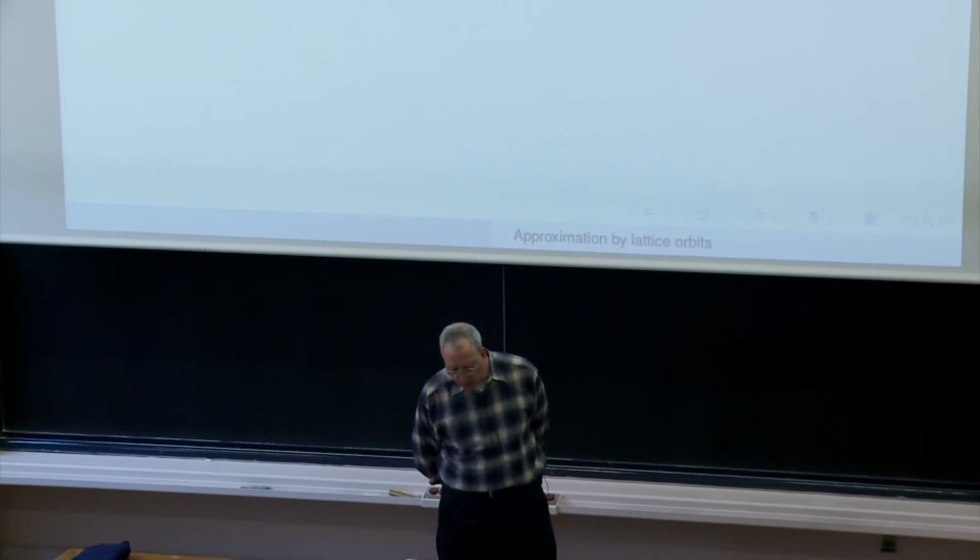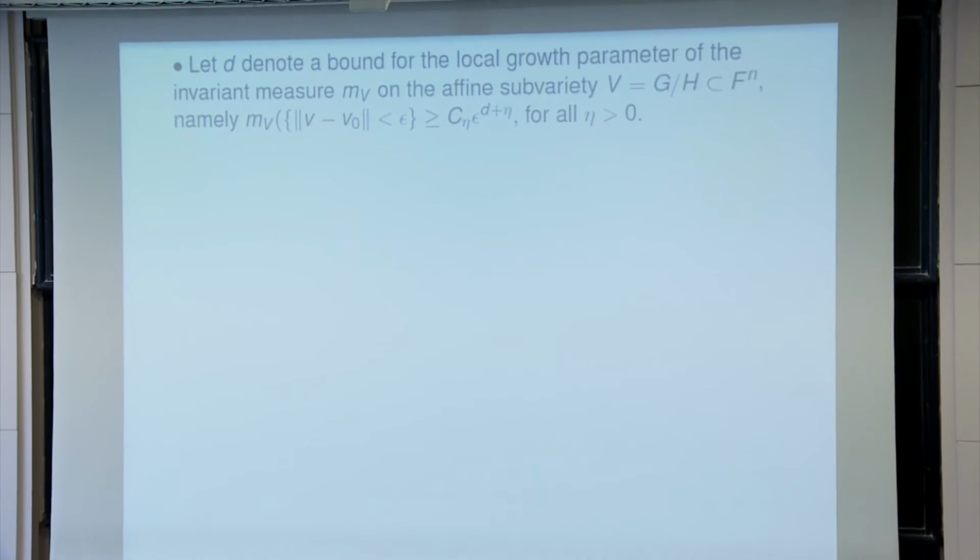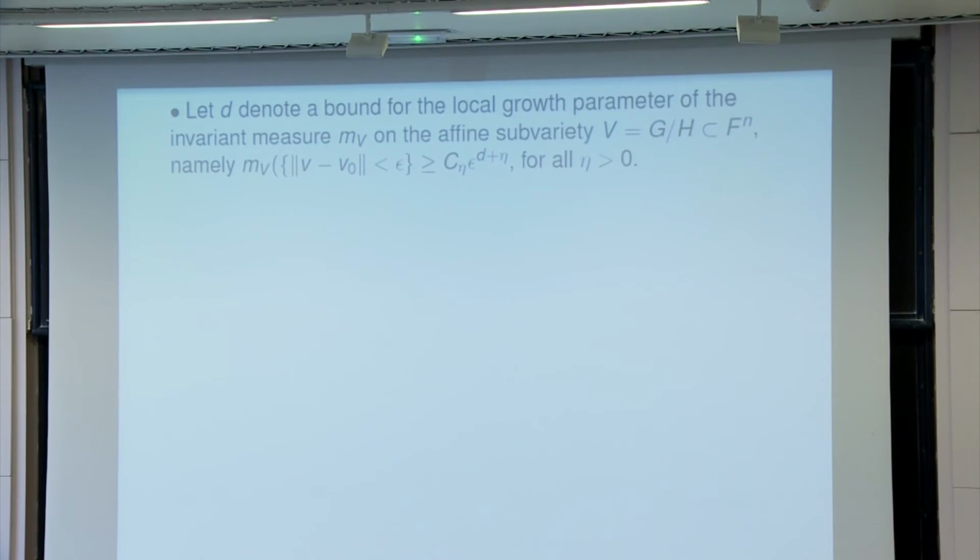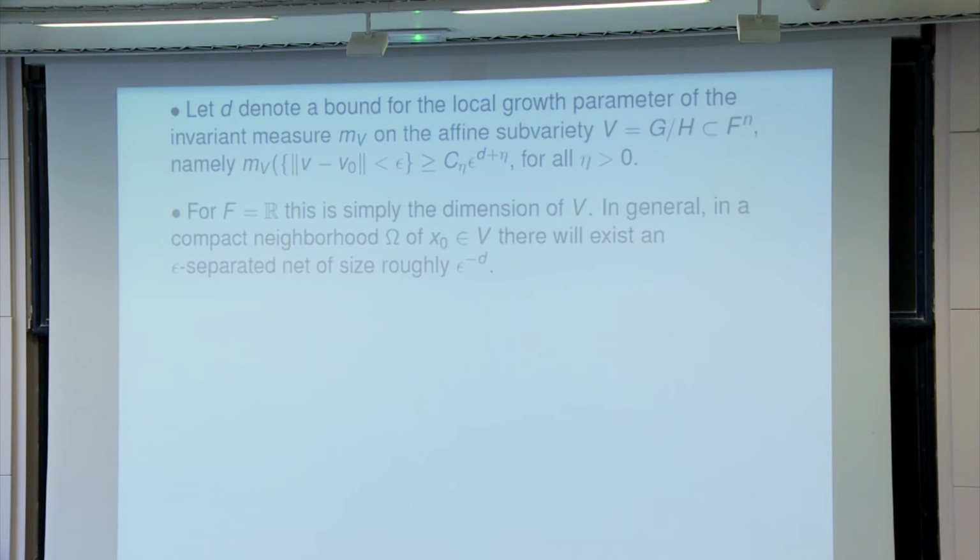And now let D denote a bound for the local growth parameter of the invariant measure MV on the affine subvariety V in Fn. Namely, we look at the measure MV of a very small ball, |V minus V naught| less than epsilon, and we assume that it's greater or equal than C times epsilon to the D. Again, forgetting about the eta. So it has a certain lower bound on how the measure decays as epsilon goes to 0. And of course, for f equals r, this is simply the dimension of V. There's no mystery in this. But of course, if you have a complex variety, then it's the real dimension and not the complex one. What you really want is the rate of decay of the measure of small neighborhoods.